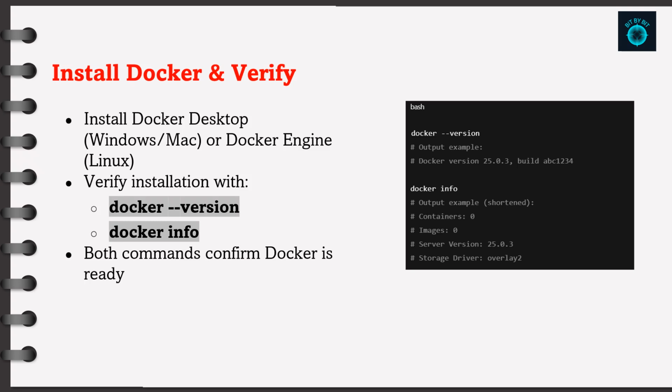The first command to test is docker --version. This will show the Docker version number that is installed on your system. The second command is docker info. This will print a list of system details, such as the number of containers, the number of images, and which storage driver Docker is using. If both commands give valid output, it means Docker is installed correctly and ready to use.